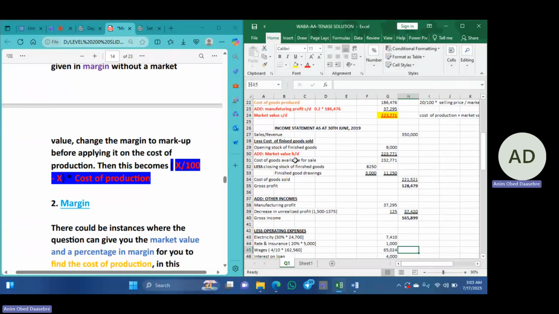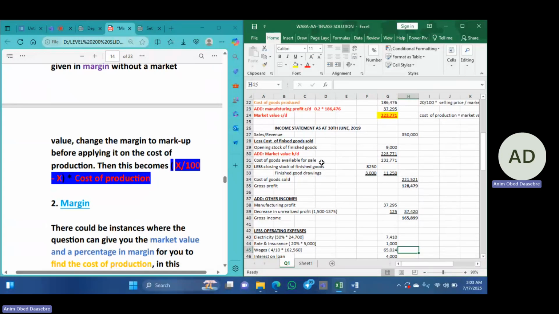You get it? Then you do your other adjustments: returns outwards of finished goods, drawings of finished goods, and carriage inwards of finished goods. So you do the adjustments on that. Then you get what you call the cost of goods available for sale.